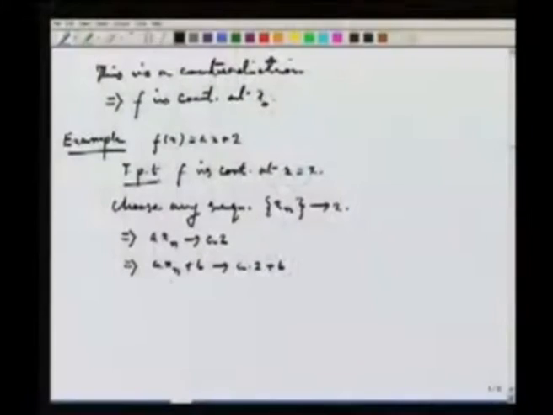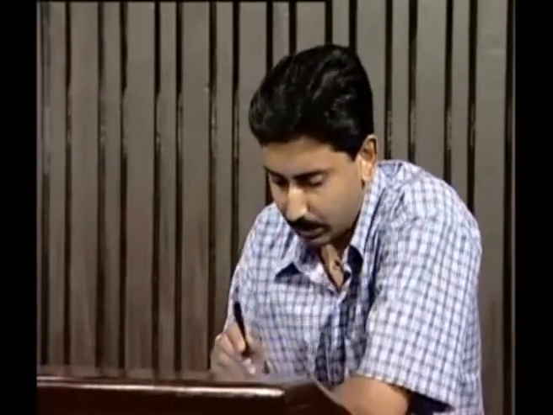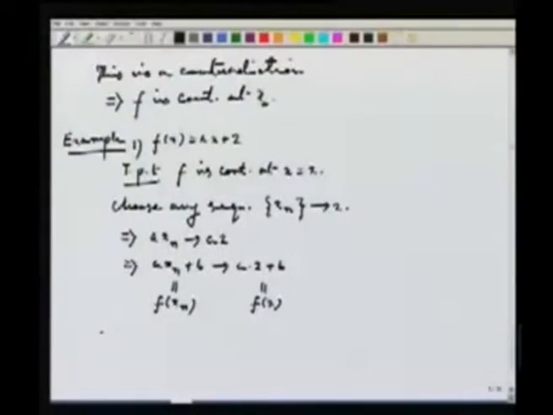But if you notice clearly, this quantity is nothing but f(xn), and this quantity is nothing but f(2). So I have shown that f(xn) converges to f(2). That means f is continuous at x = 2. Now let us look at the second example we looked at. Say f(x) = x squared, and I am checking continuity at x = 1.